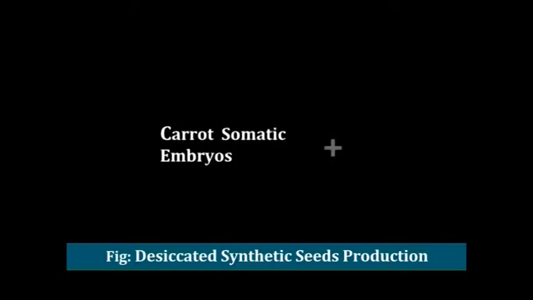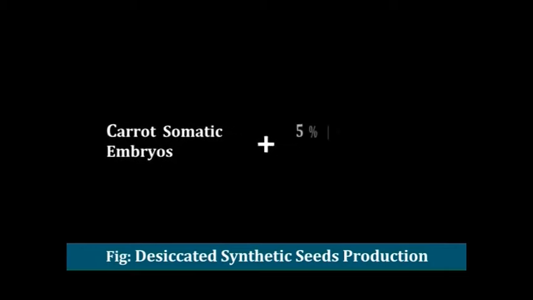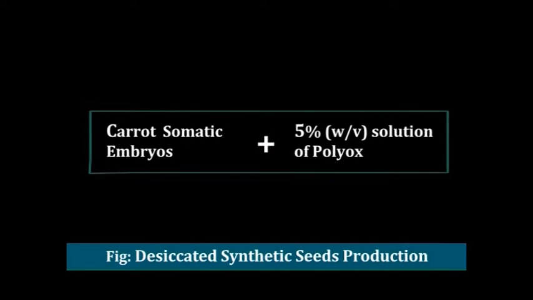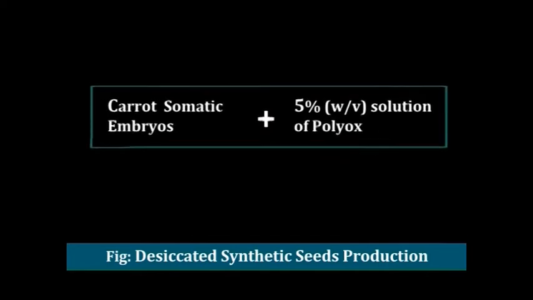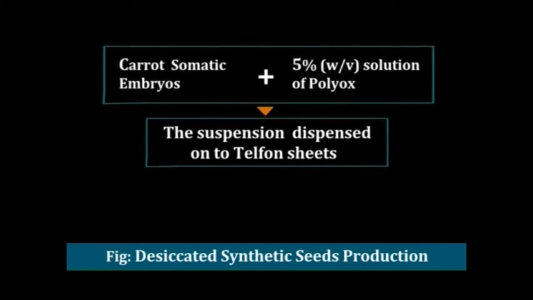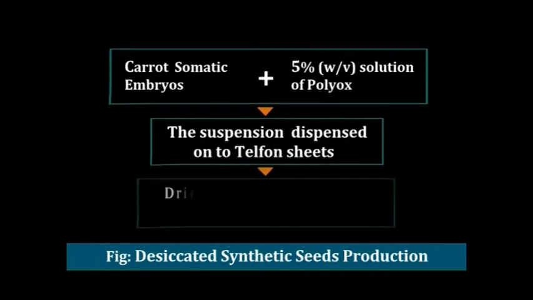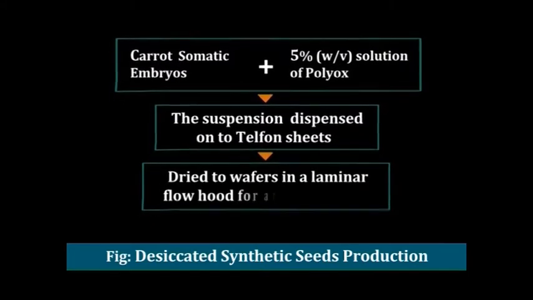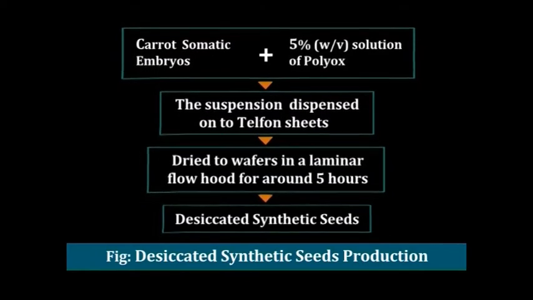The carrot somatic embryos can be encapsulated with polyox by mixing equal volumes of embryonic suspension and a 5% solution of polyox to give a final concentration of 2.5% polyox. The suspension was dispensed as 0.2 ml drops from the pipette onto the Teflon sheets and dried to wafers in a laminar flow hood for around 5 hours. The embryo survival and conversion of seeds are determined by redissolving the wafers in freshly prepared embryogenic medium and culturing the rehydrated embryos.